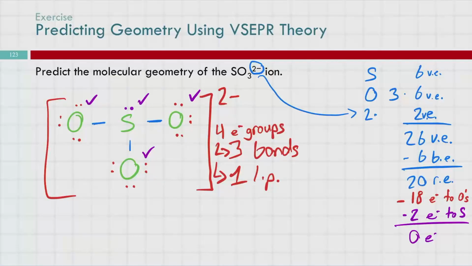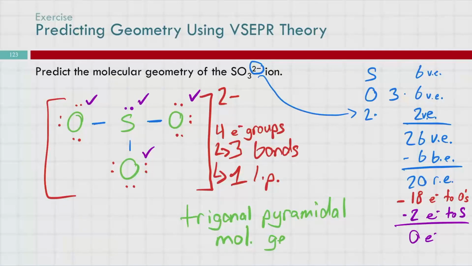Right? Valence shell electron pair repulsion theory. So this is trigonal pyramidal molecular geometry. Questions at all?